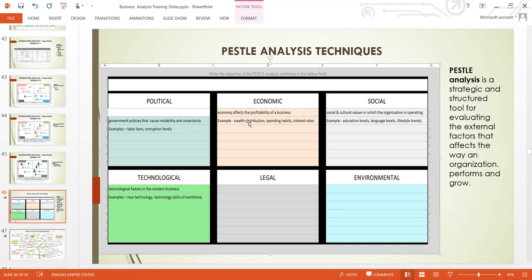Wealth distribution. If you are working on a project that is going to be within a particular environment, look at the wealth distribution. If it's mainly poor people that live within that area, then you should look at if these people can afford this kind of product or solution. So these are things to take into consideration.